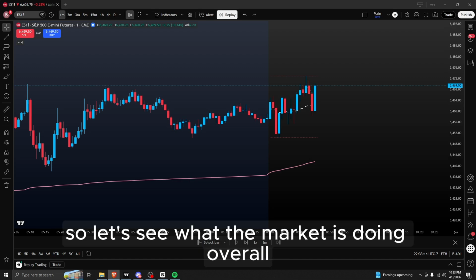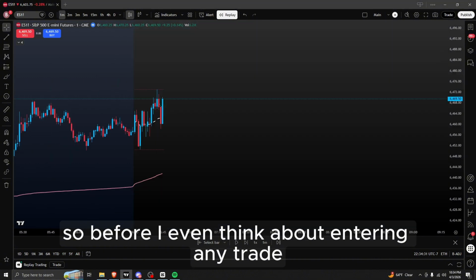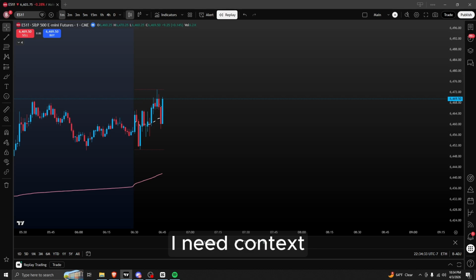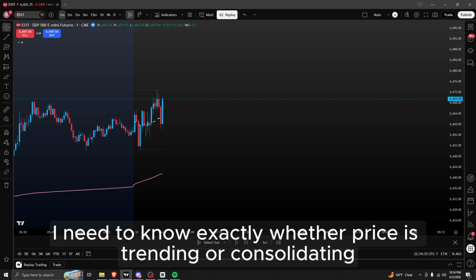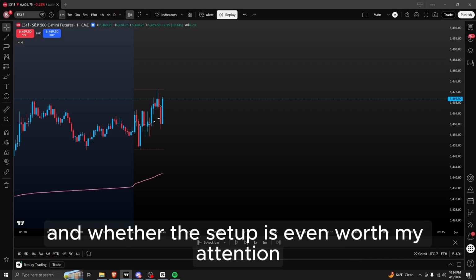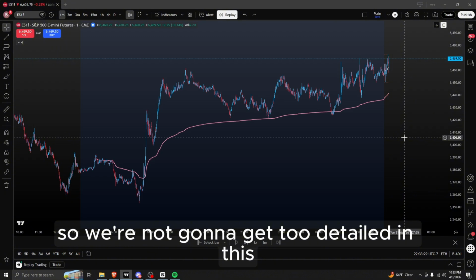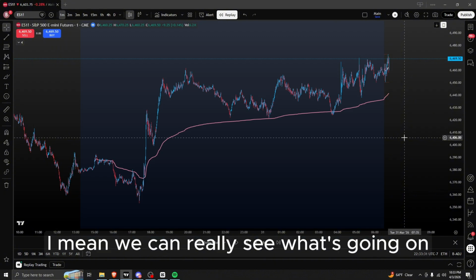So let's see what the market is doing overall. Before I even think about entering any trade, I need context. I need to know exactly whether price is trending or consolidating, where the important levels are, and what time it is in the session, and whether the setup is even worth my attention. No context means no trade. So we're not going to go too detailed in this. I mean, we can really see what's going on.